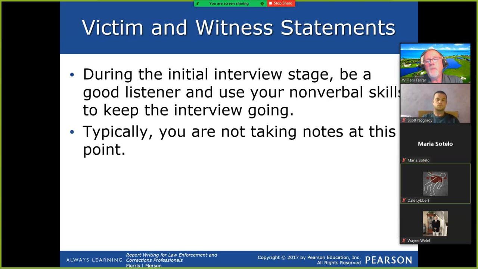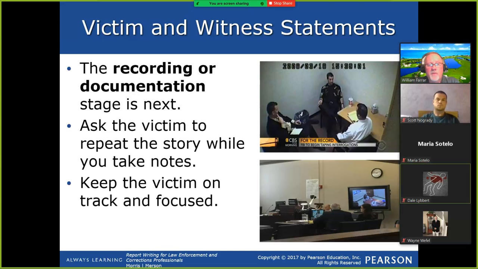So a lot of this might be common sense. Again, when you come back around the second time, the recording and documentation stage is your next step. This is where you would ask the person, okay, let's go over this now. Then you could have them repeat certain things that you need more clarification on, and you'll be taking notes.